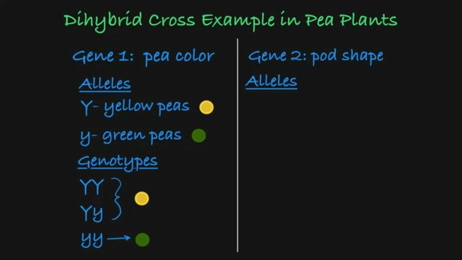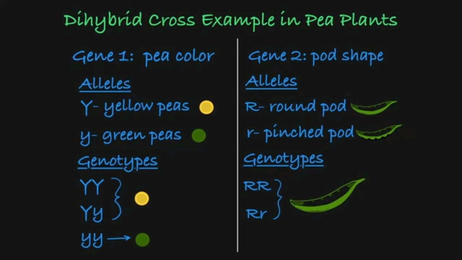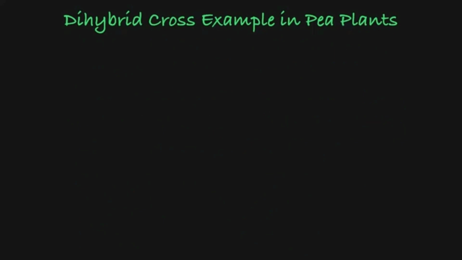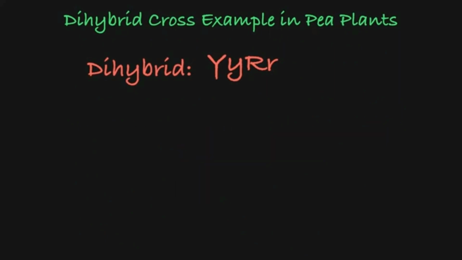The gene has two alleles, a dominant allele that results in a round pod shape and a recessive allele that results in a pinched pod shape. So the homozygous dominant and heterozygous genotypes result in a round pod, and the homozygous recessive genotype results in pinched pods on the plant. In this case, both parents have this genotype, and therefore they will have yellow peas and round pods. Now we want to set up a Punnett square to look at the offspring of this cross.